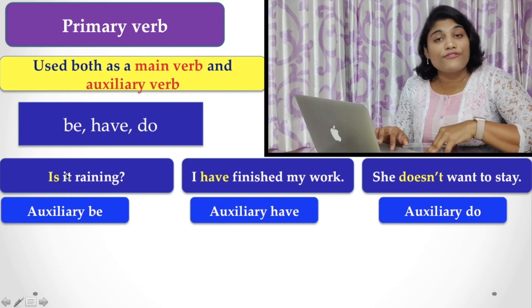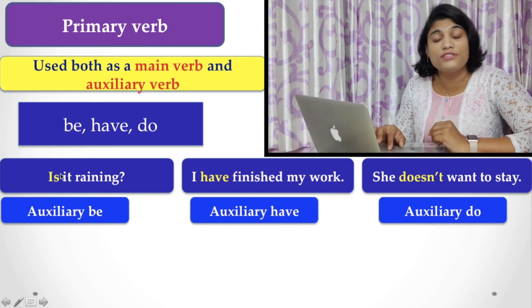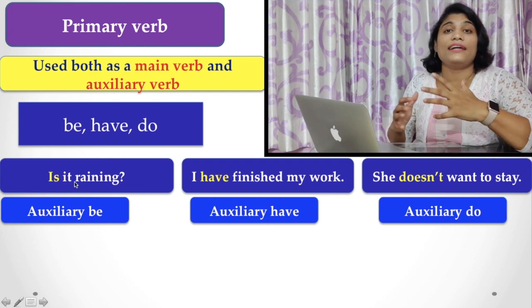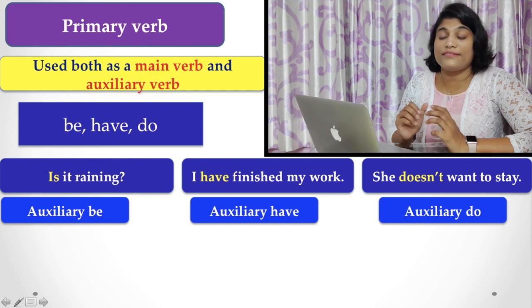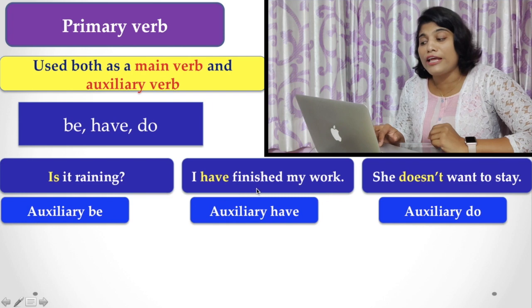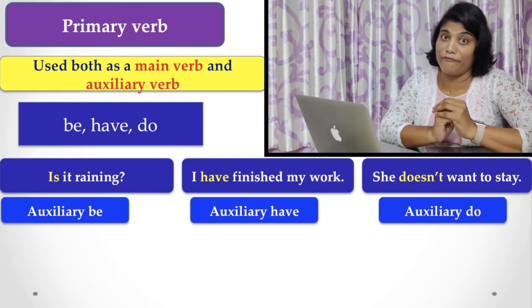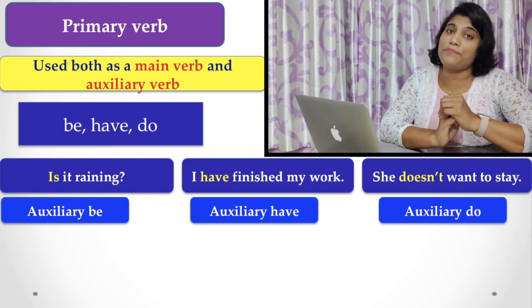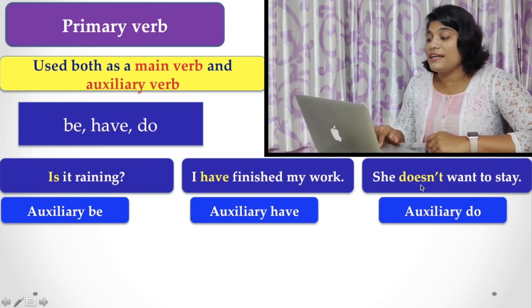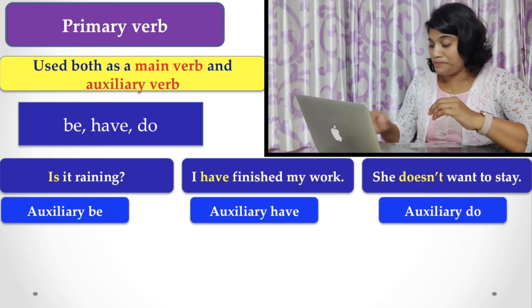Is it raining? Here, is is a form of the be verb, which is used to state the continuity of that action, or it is written in present continuous tense. Similarly, I have finished my work. Here, have is used to add the aspect of tense that is perfect, that is, present perfect tense. Or, she doesn't want to stay here. Auxiliary do is used to make the sentence negative.